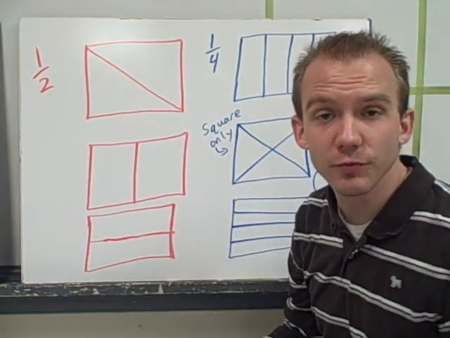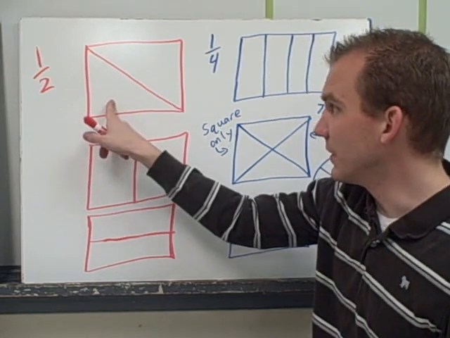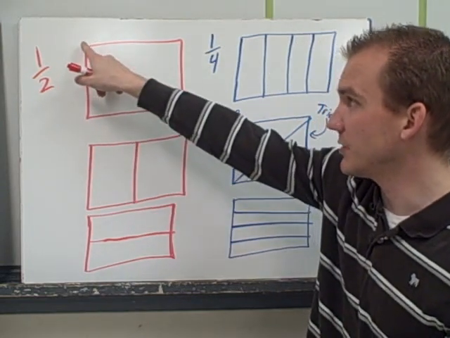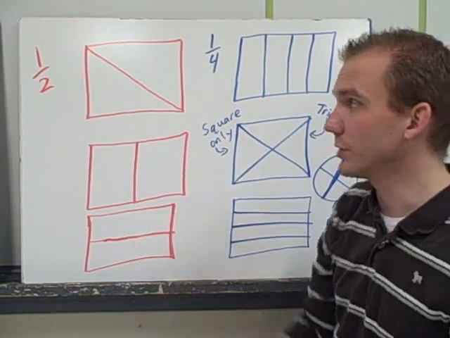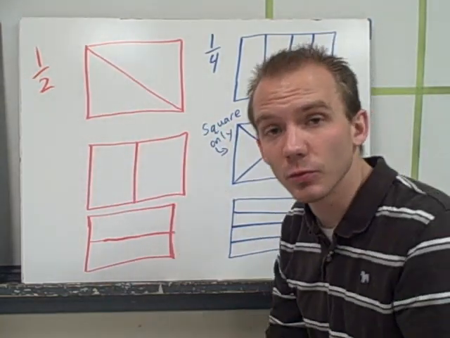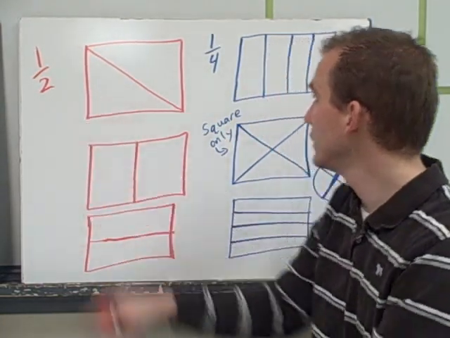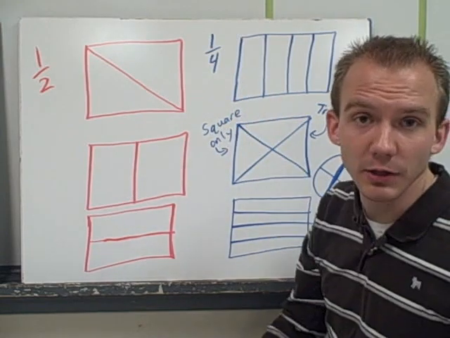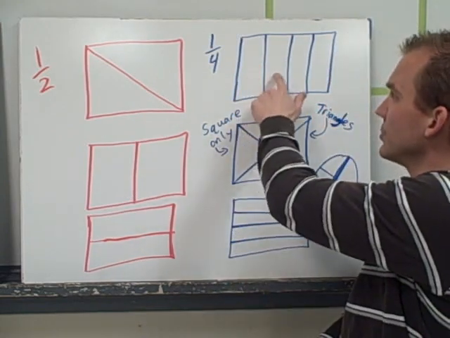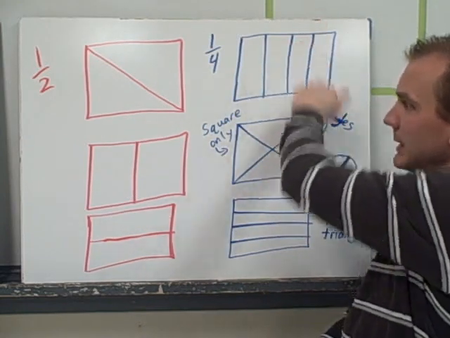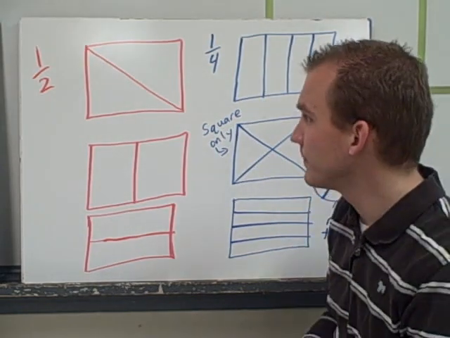You can also partition rectangles, in this case right into halves, by drawing one line from one corner to the other. This does work in rectangles for halves. If I were to partition a rectangle into fourths, I would draw lines down, 1, 2, 3, 4, to make 4 equal parts.